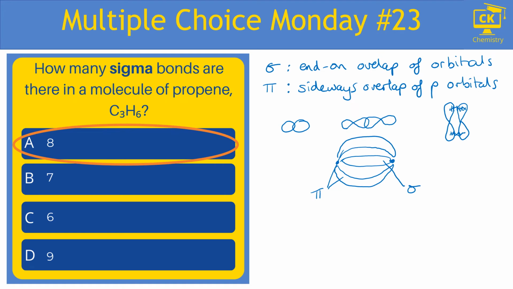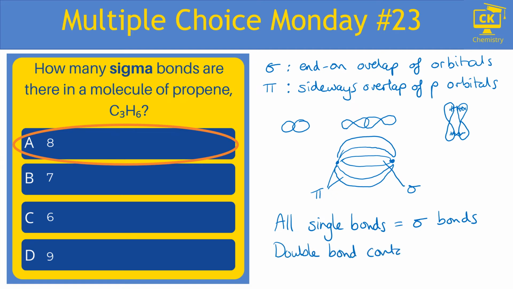And most of us are used to doing that, but how do we apply that to a molecule such as propene? Well, all we need to know is that all single bonds are sigma bonds, and that one double bond contains one sigma and one pi.